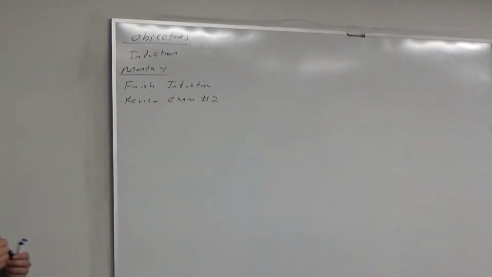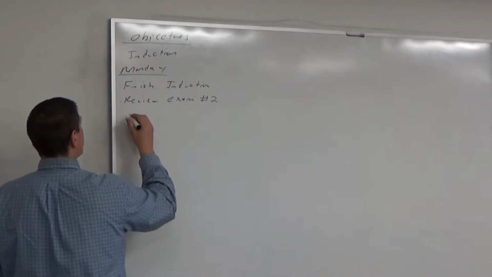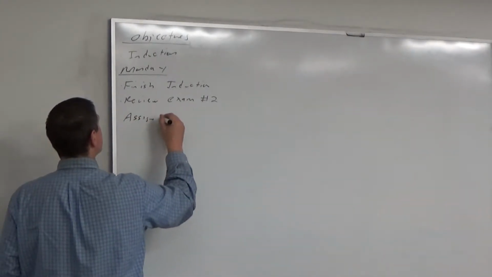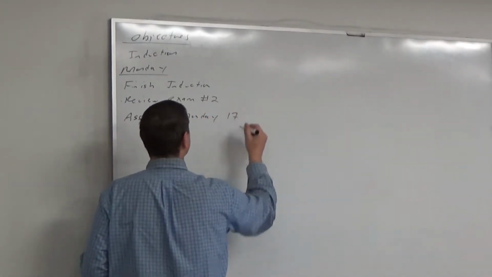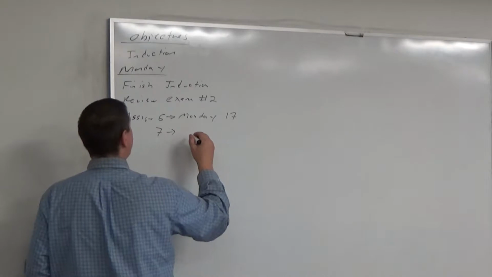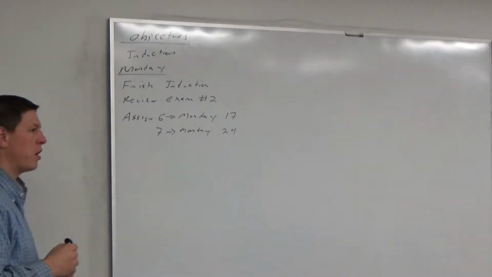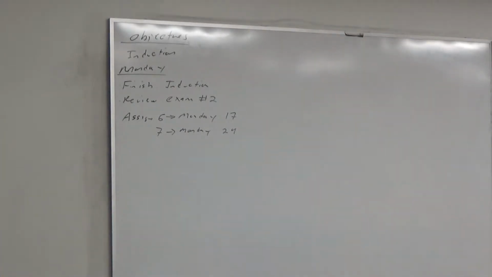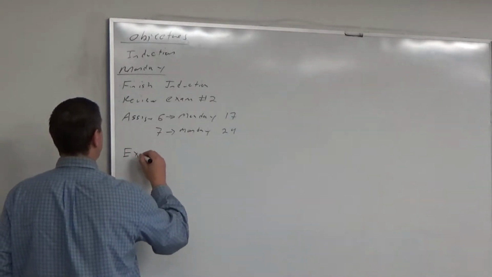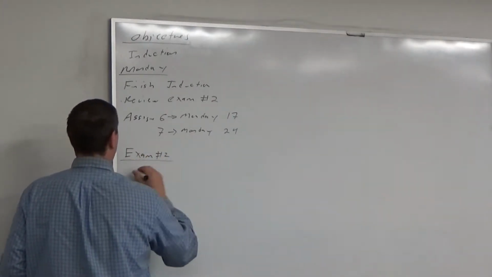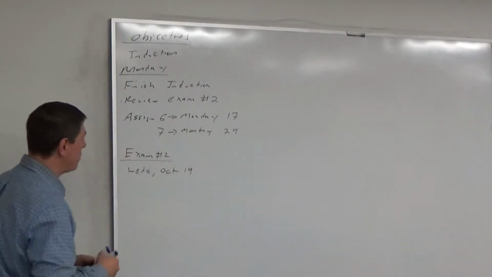Okay. And then guys, just a reminder about the assignments, just in case you forgot. Assignment number 6 is going to be due on Monday next week. So I think that's the 17th, right? And then assignment number 7 is going to be due on Monday the 24th of October, by the way. Just making sure you know the right month for that. And then don't forget, our exam is going to be next Wednesday. Okay, so exam number 2, Wednesday, October 19th. Okay? All right.